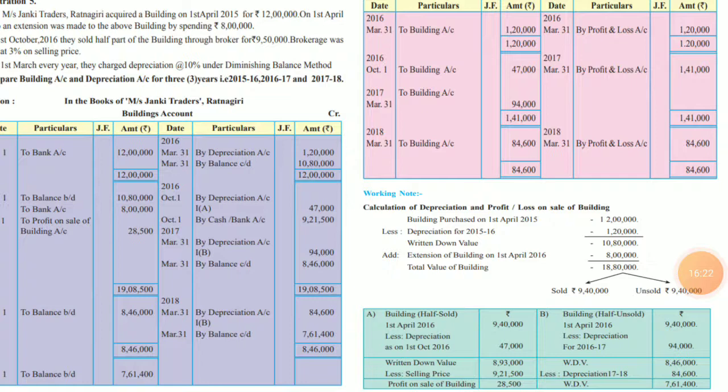So with this we complete the depreciation chapter. In the next chapter we will start with the final accounts of the proprietary concern.